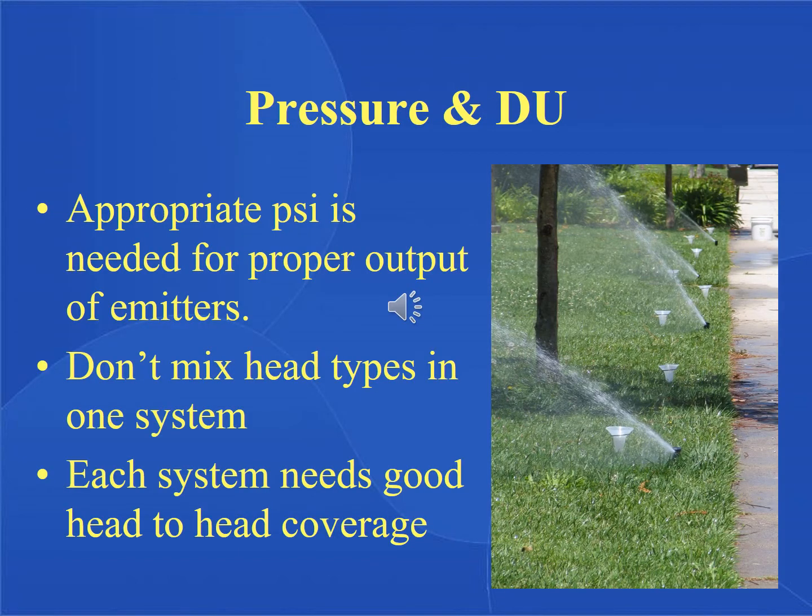The amount of pressure in your irrigation system can affect the distribution uniformity. If the pressure is not accurate and even, then it will cause your emitters or your sprinkler heads to function improperly. They might not be spraying out as far as they're meant to, and then you get dry spots. So don't mix different head types in one system. Make sure your pressure is accurate, and that will help have good head-to-head coverage and good distribution uniformity.